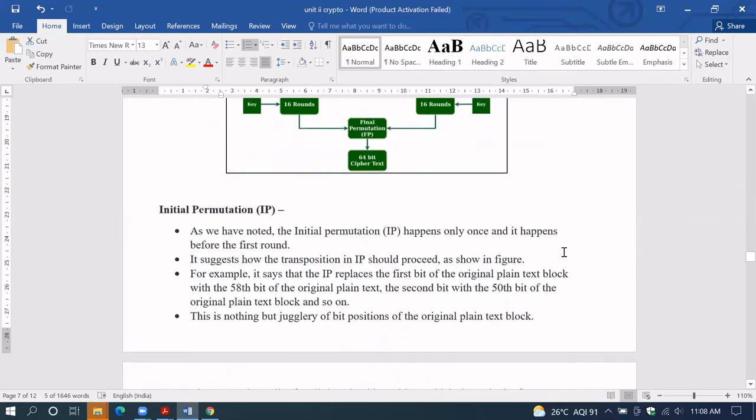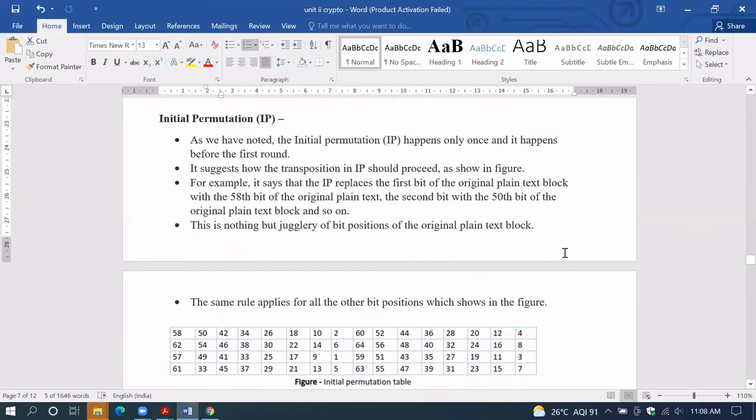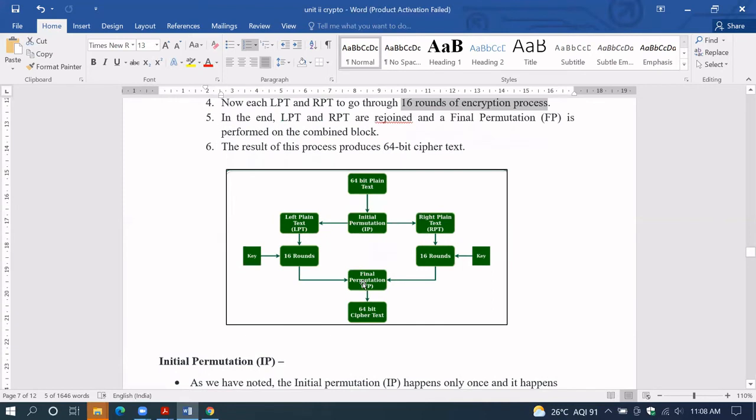So if you see, the initial permutation happens only once, as well as the final permutation happens only once.